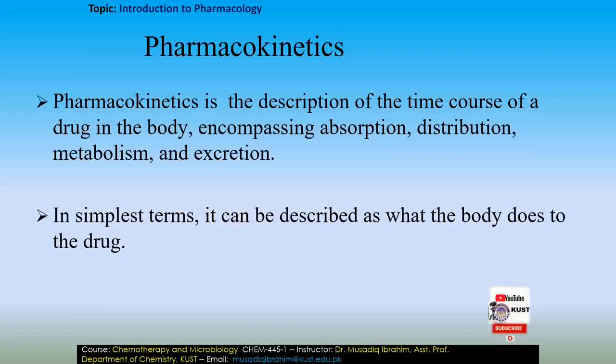Moving towards pharmacokinetics, it is the description of the time course of a drug in the body, encompassing absorption, distribution, metabolism, and excretion. In the previous slide I explained in some detail what pharmacokinetics is, and in simplest terms it can be described as what the body does to the drug. That is a simple concept: what the body is doing to the drug is known as pharmacokinetics.